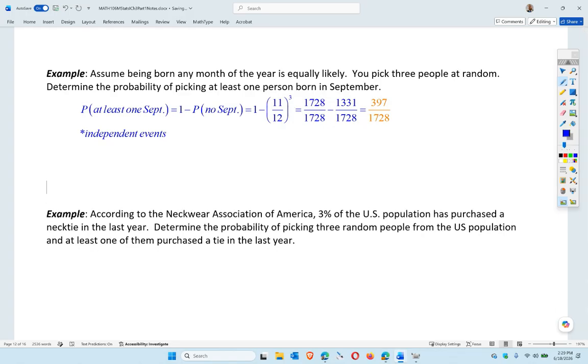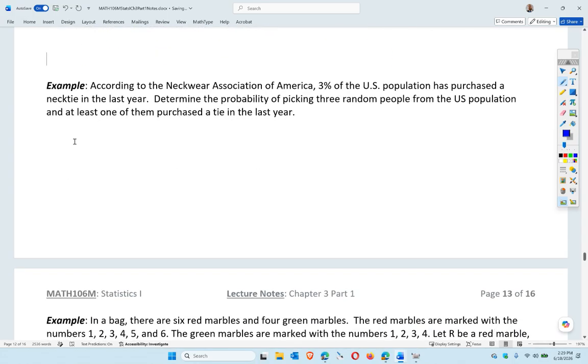Okay. So, according to the Necktie Association, 3% of the U.S. population has purchased a necktie in the last year. Determine the probability of picking 3 random people from the U.S. population, and at least one of them purchased a tie in the last year.